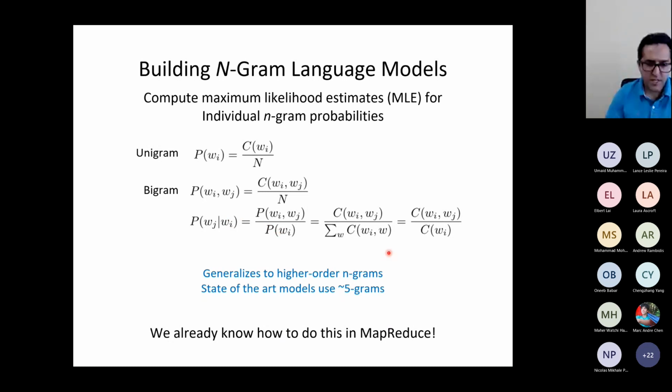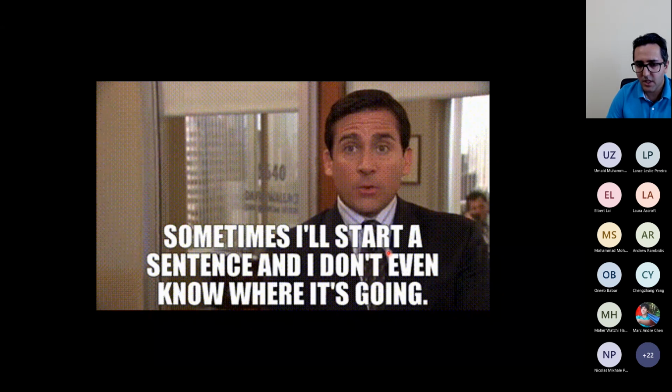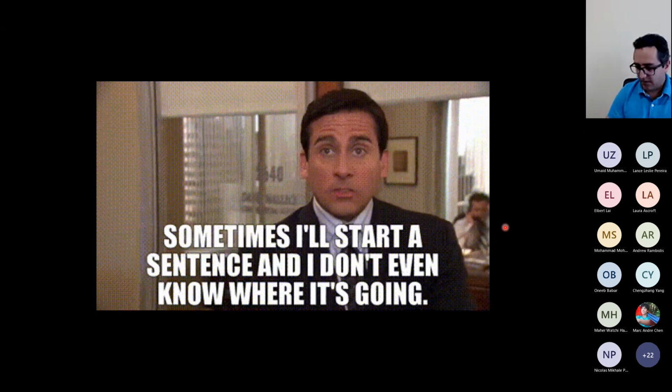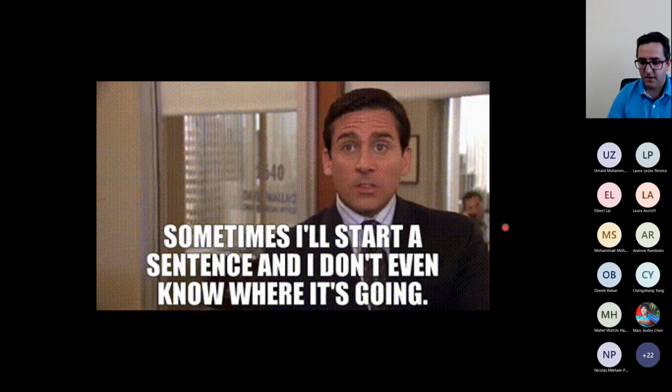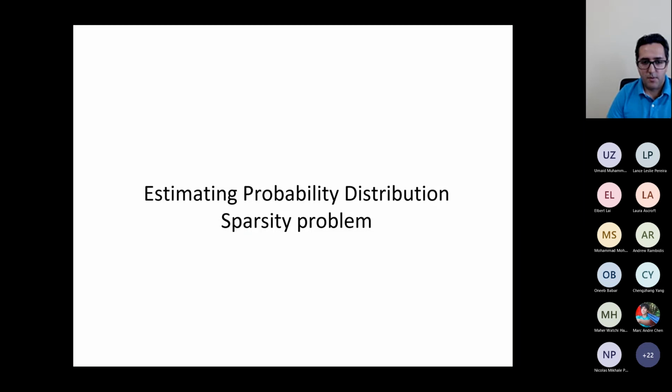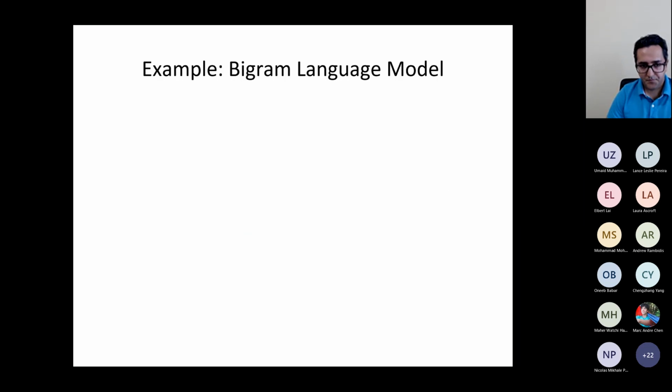All right, so nice. So we can do this in MapReduce, and we are not going to bother showing the code because we know how it works. So that's basically how these language models are trained. And I'm going to show you an example of training the model and then using that model. All right. And in this example, we are going to use bigrams, okay?